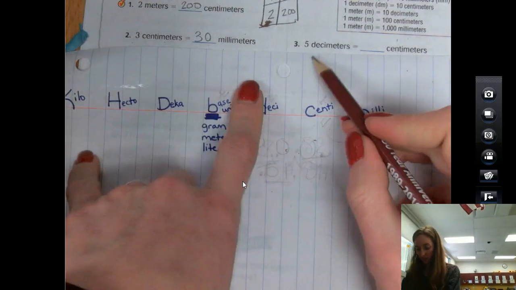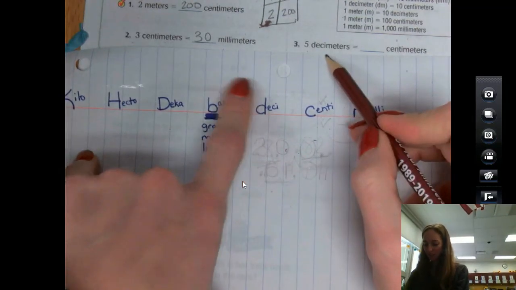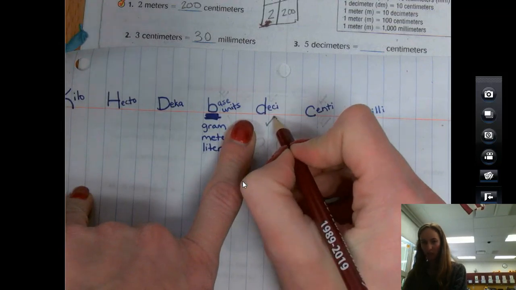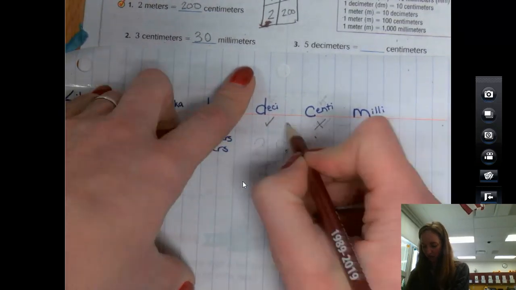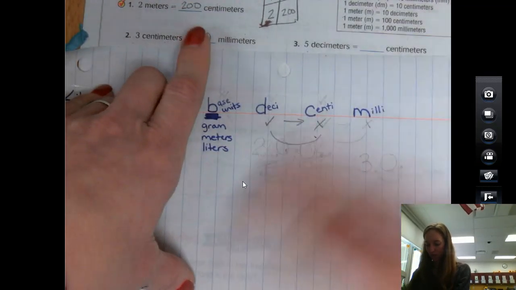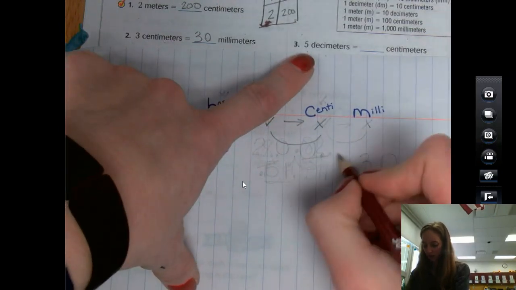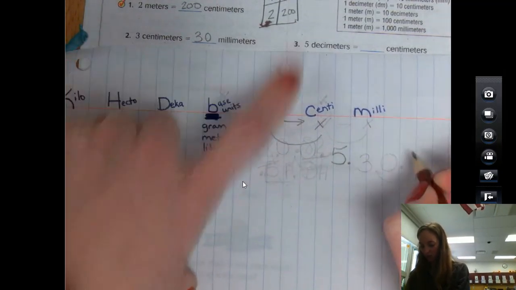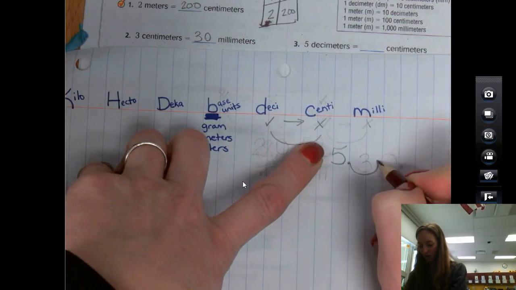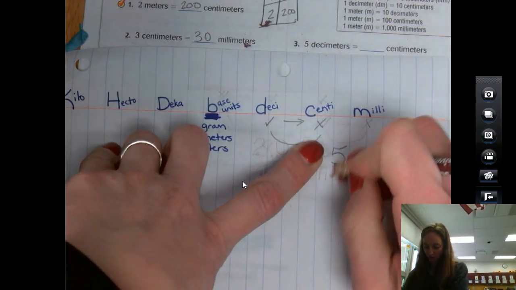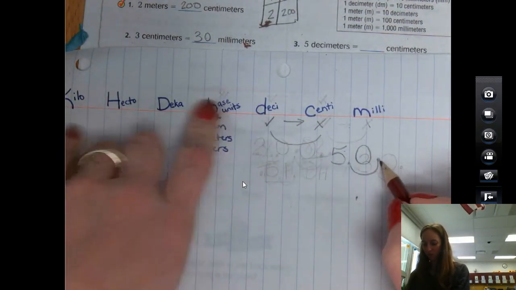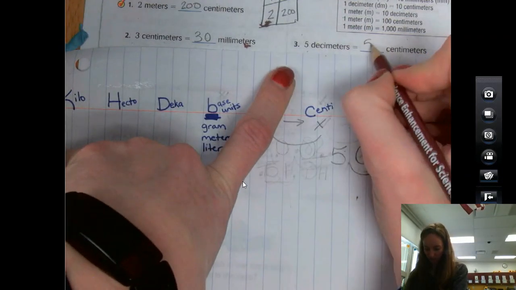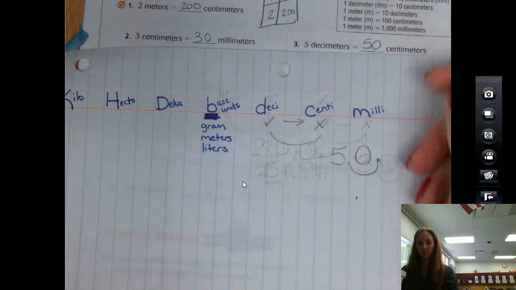Okay, next one. 5 decimeters. So I'm starting at deci. Here's my check mark. That's where I'm going to start. I'm going to end at centimeters, the X. I'm going to the right, 1 bunny hop. Started with 5 decimeters. So here I am, my decimal point's here. I'm going 1 bunny hop to the right, my new decimal point. What's going to hold that space? A 0. So 5 decimeters is 50 centimeters. Okay, you're getting it. I'm sure you're getting there.